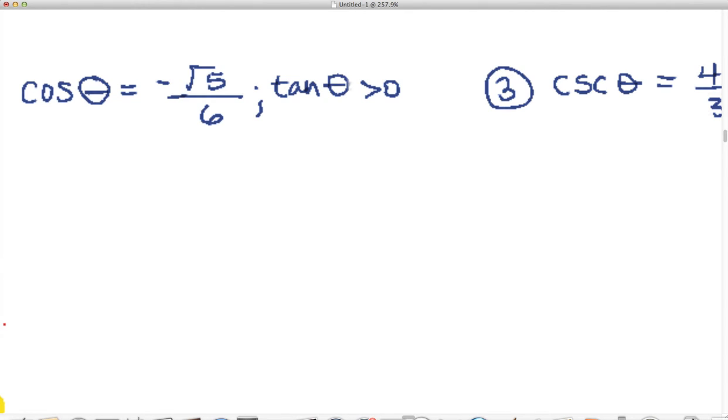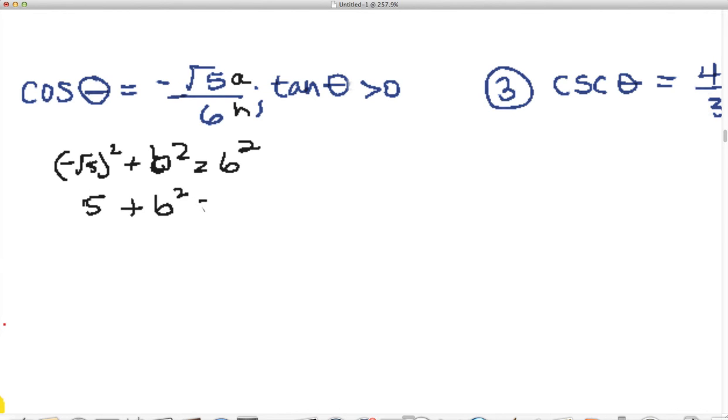Sorry, I'm adjusting the size of the marker from highlighter mode to normal writing mode. So we have cosine, which is the adjacent leg over the hypotenuse. So we get negative root 5 squared plus b squared, the missing leg, equals 6 squared. So we got 5, because negative root 5 times negative root 5, the two negatives become a positive, and the square root of anything times the square root of itself is that thing underneath the square root.